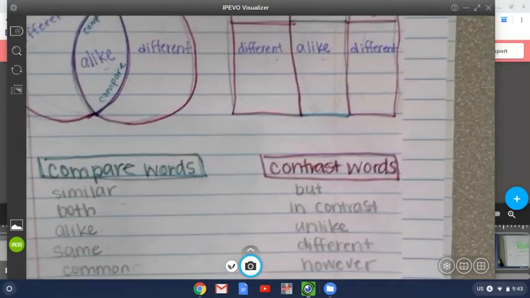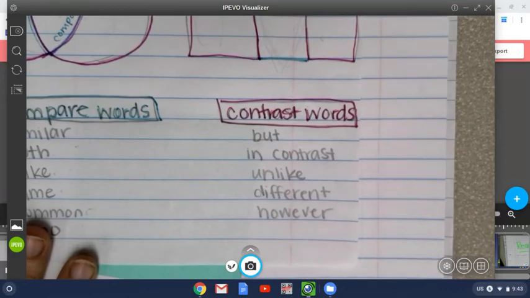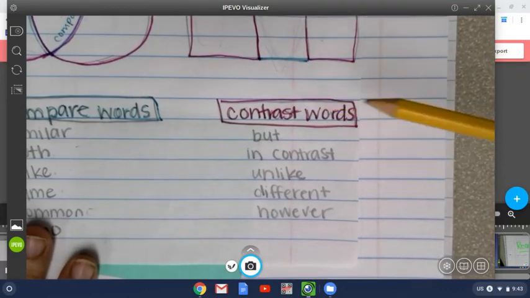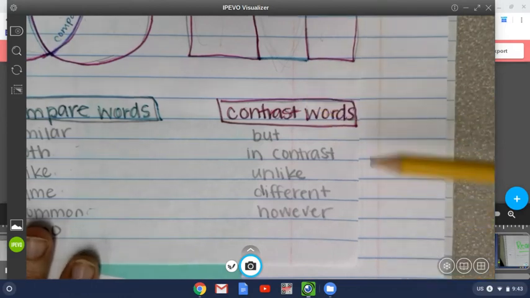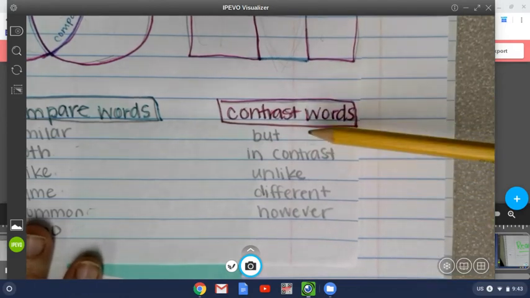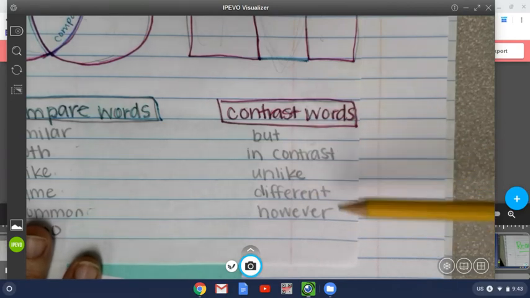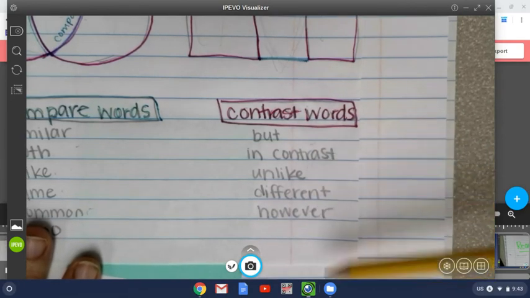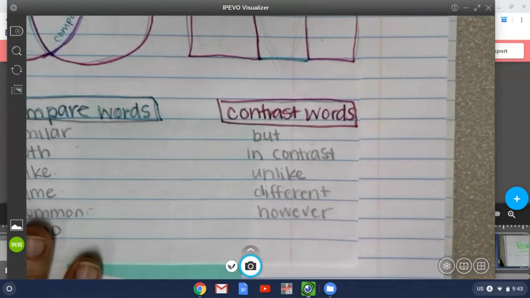On the other side, we're going to write words that have to do with contrast. So contrasting words. And I outlined it in red so that I knew that it went with contrasting. Words that are contrast words: but, in contrast, unlike, different, and however. Go ahead and write that.